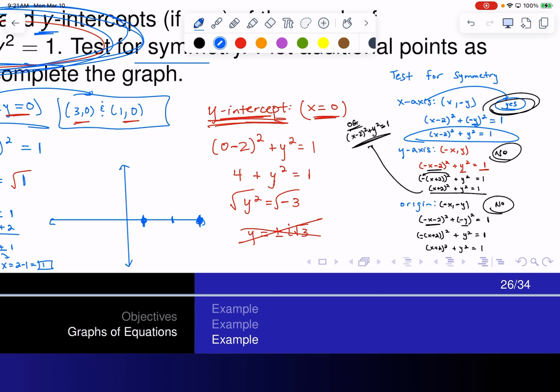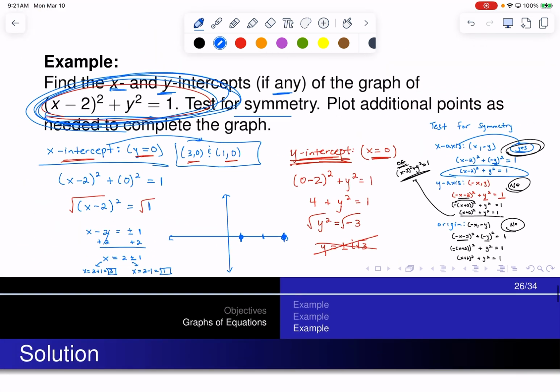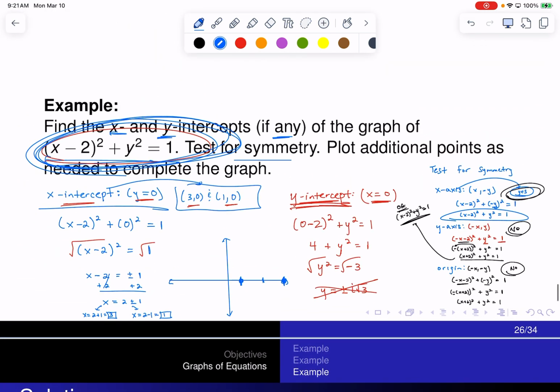I'd plug in 2 and see what happens. Let's plug in 2 for x and see what happens. So why don't you do that real quick? If I plug a 2 in for x, so we're going to do x equals 2, let's see what happens. If I plug in 2, I'm going to get 2 minus 2 squared plus y squared is equal to 1.